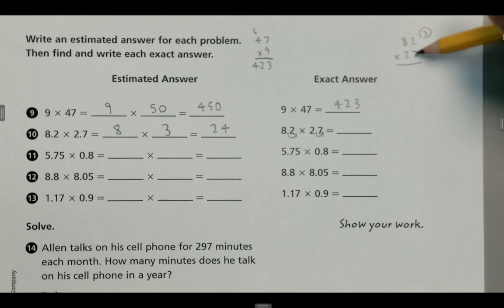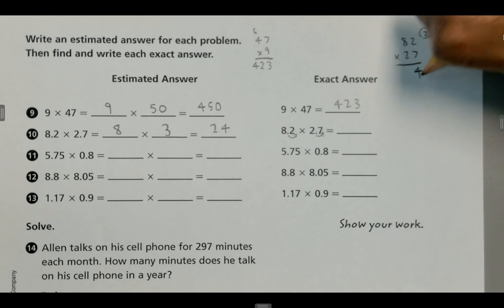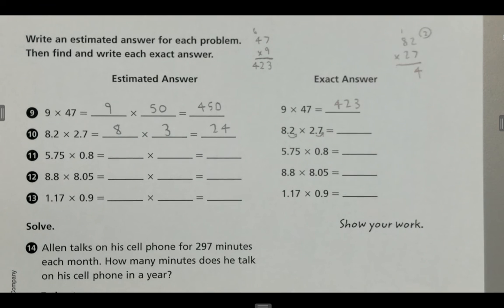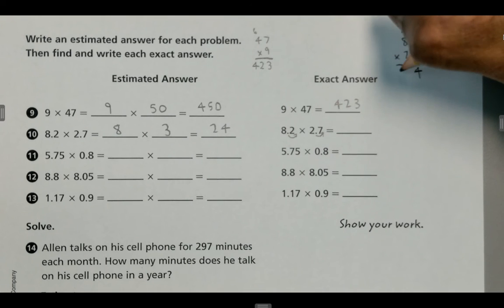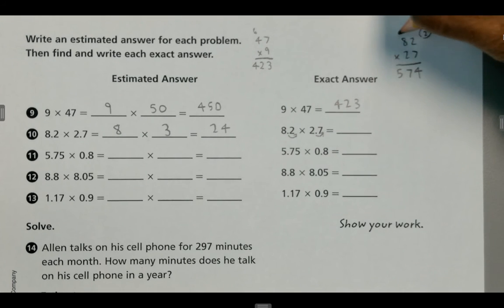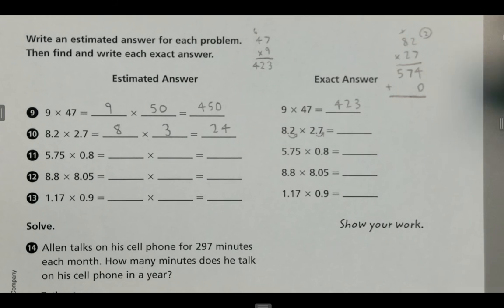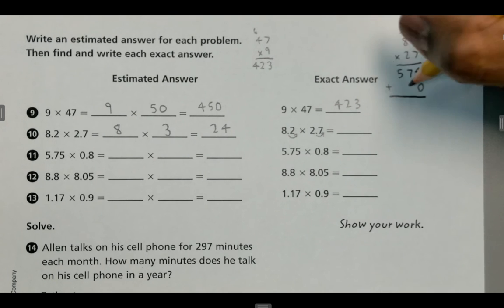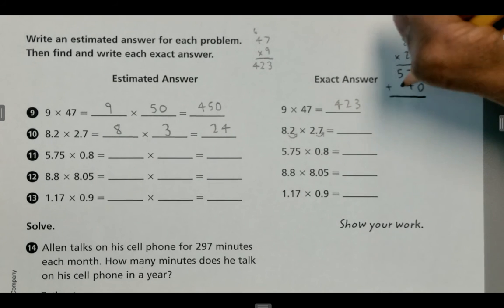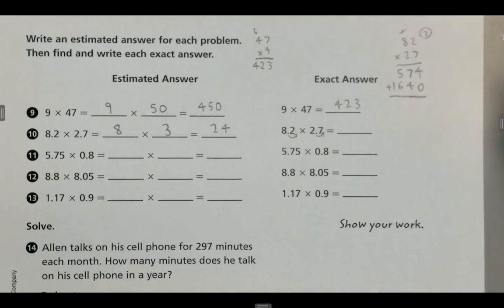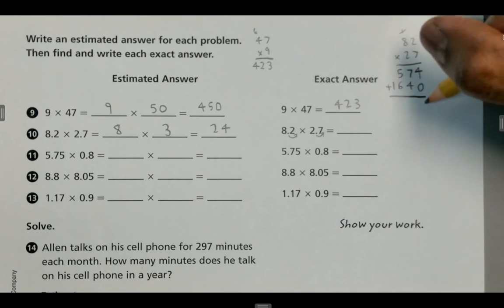And let's begin. 7 times 2 is 14. 4 comes down, 1 gets carried. 7 times 8 is 56, plus the 1 is 57. Now my first row is complete. Add my 0 placeholder and do my second row, which is going to be 82 times 2. 2 times 2 is 4. 2 times 8 is 16. Second row is complete.